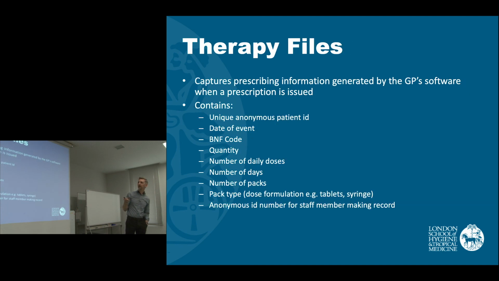I guess just to point out the sort of information can be quite detailed. So as well as knowing what drug the patient was given, you can have things like the quantity of tablets they were given, the number of daily doses that was expected to translate into. But this can be quite variable in how it's recorded. Sometimes it's missing, sometimes it's there, and that can be problematic.